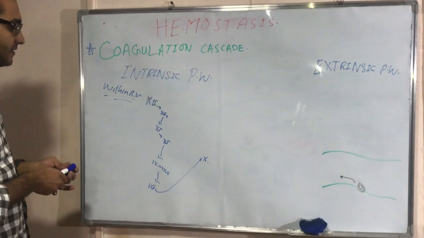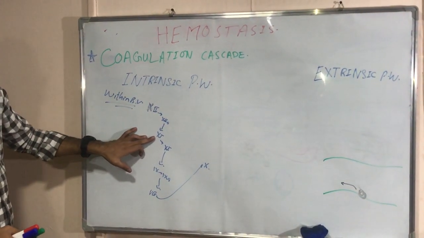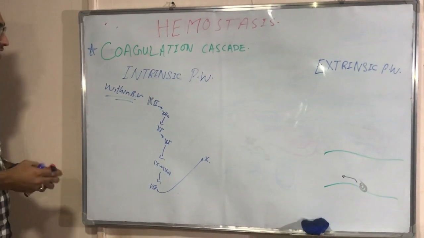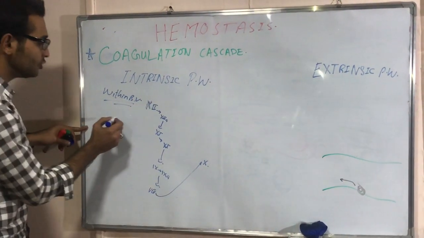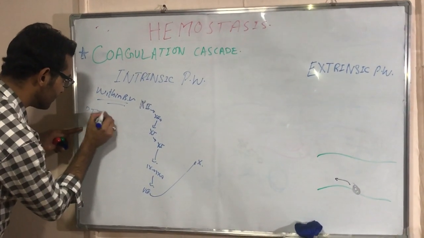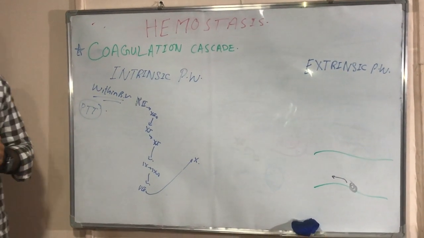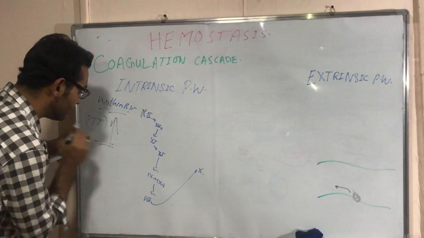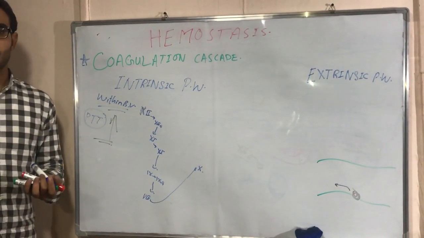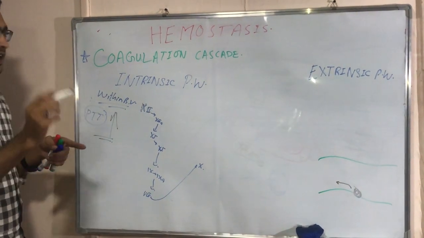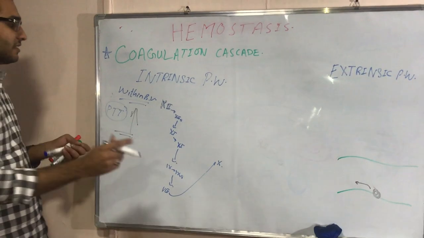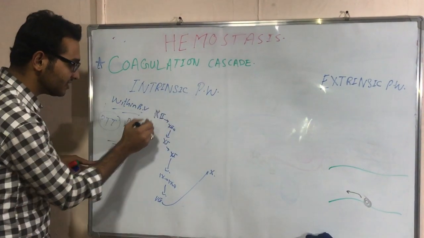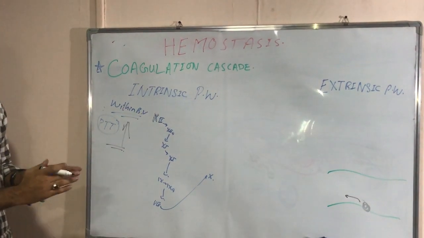In the intrinsic pathway, if there is a deficiency of any factor, for example factor 9 or factor 10, then a bleeding disorder can occur, because this mechanism will not happen. Then we do a test called PTT, the partial thromboplastin time. The value of the PTT will be high. When the PTT is high, always remember that one of these factors is missing or has a problem, so the value of the PTT is high.